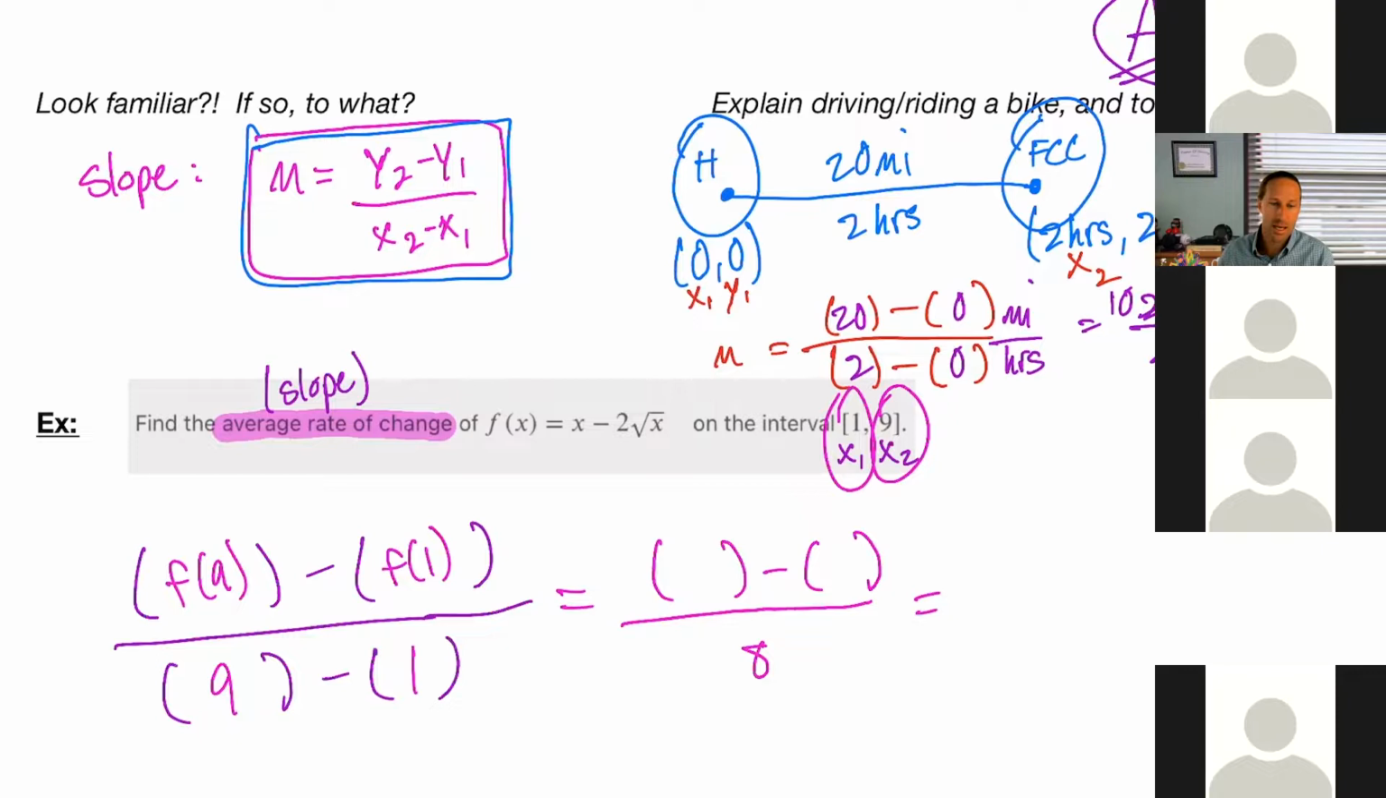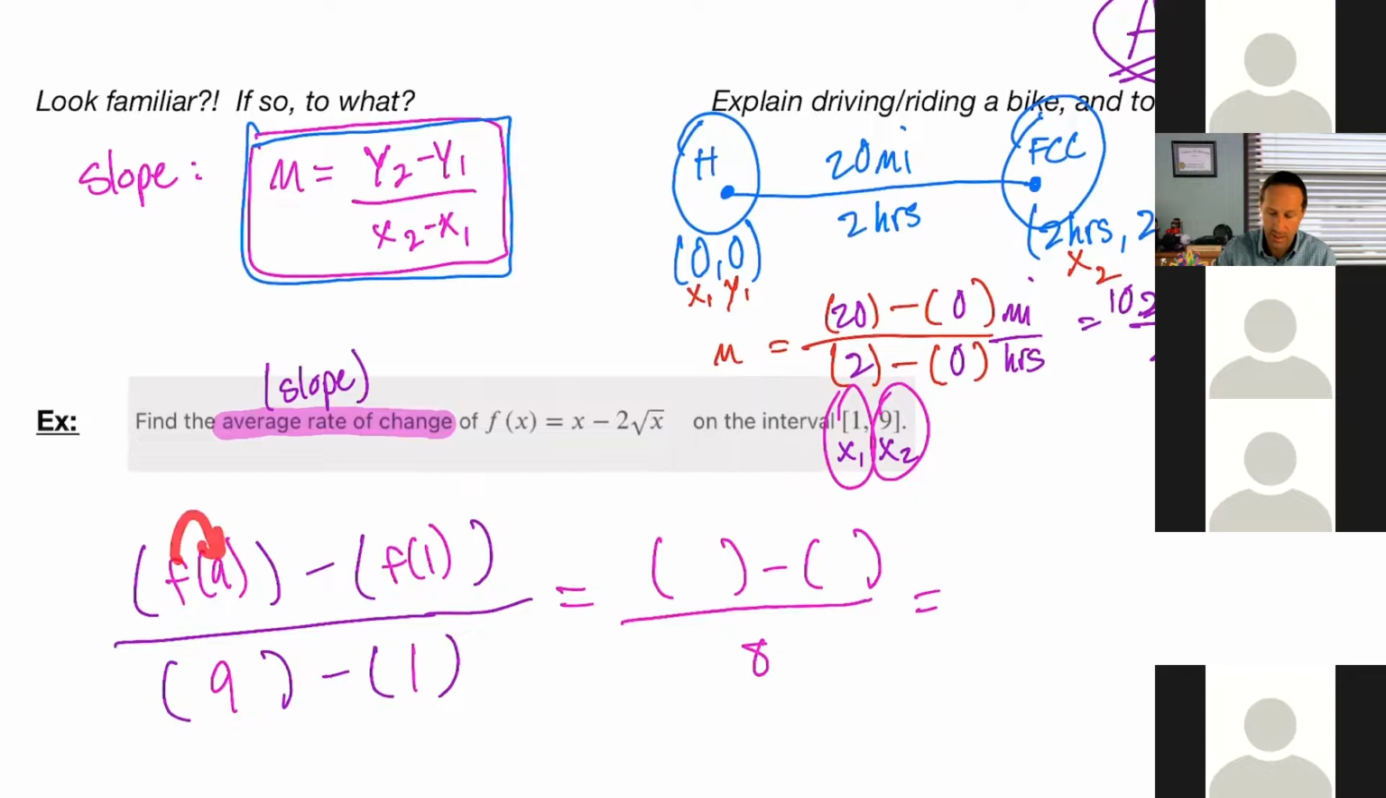All right, then let's plug in 9. If we want to find f of 9, remember like we just did earlier when somebody was asking about a homework problem. If we're going to do f of 9, then that means they replace the x with a 9. Then you need to replace the x with a 9. So we would get 9 minus 2 times the square root of 9.